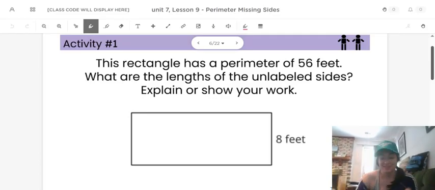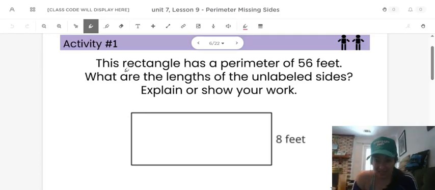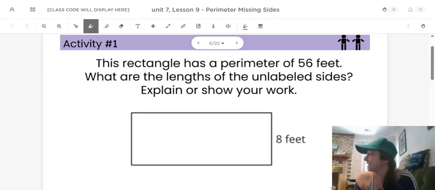Be careful. This rectangle, oh, something very exciting on the TV.